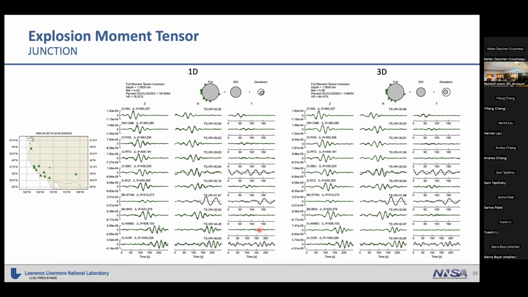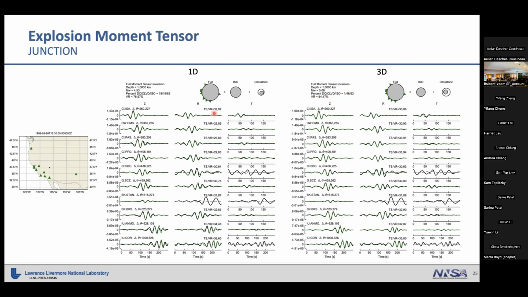And you see a similar result here. It's not as striking as the other one because we are at a closer distance. These are stations up to, I think, 1,000 kilometers here. You see a slight improvement in the fits. The isotropic component is a little bit lower in this case, which is a little interesting.